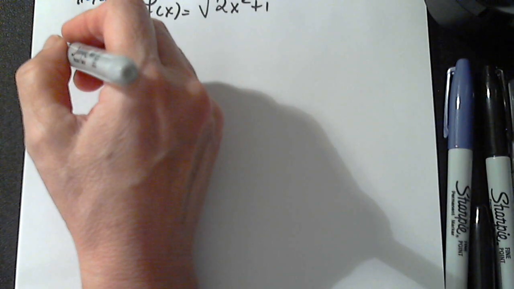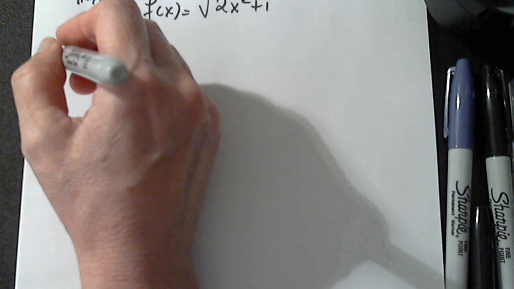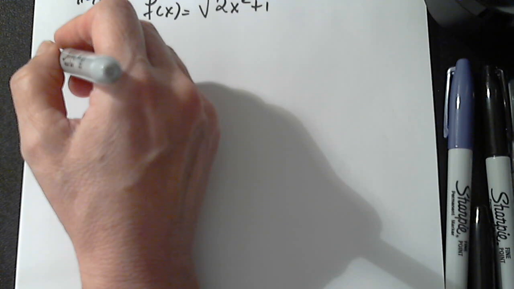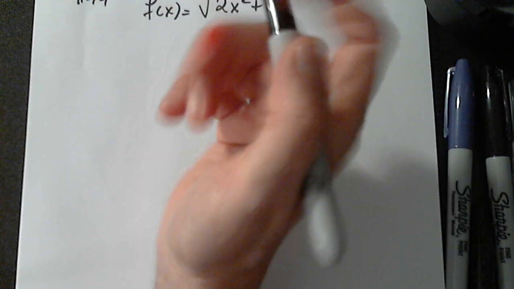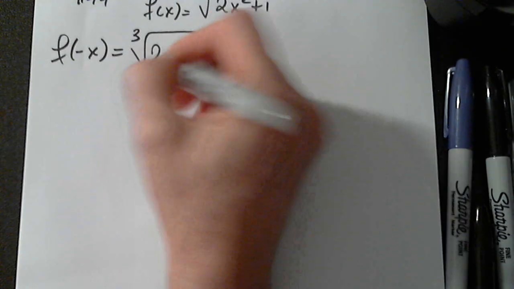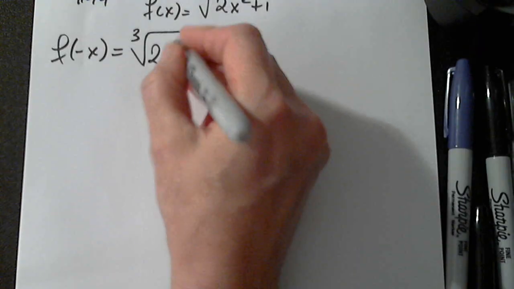I have no clue. What do I have to start with? Always, for this question, what do I start with, no matter what? Anyone? F of negative x. Brilliant. F of negative x. So I have, thank you so much, Charles. So I have 2 negative x squared. There is no discussion there.